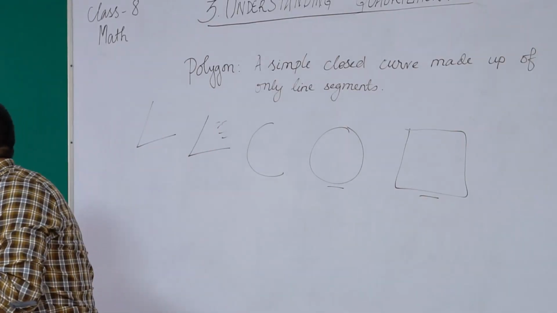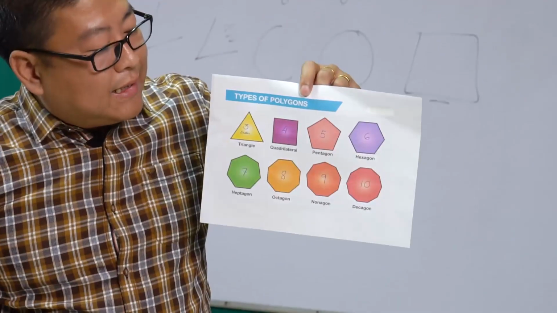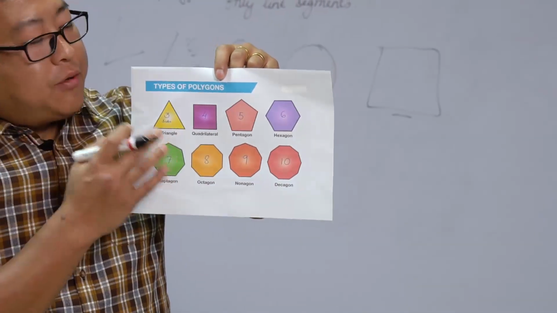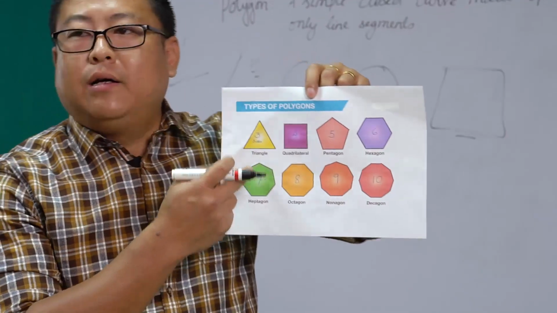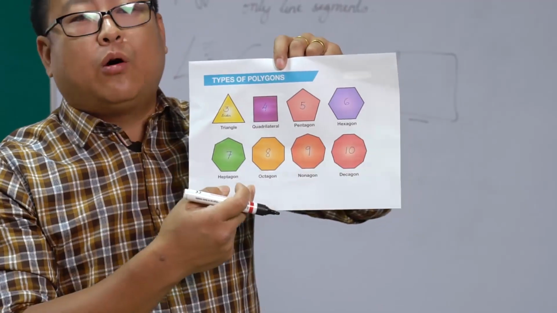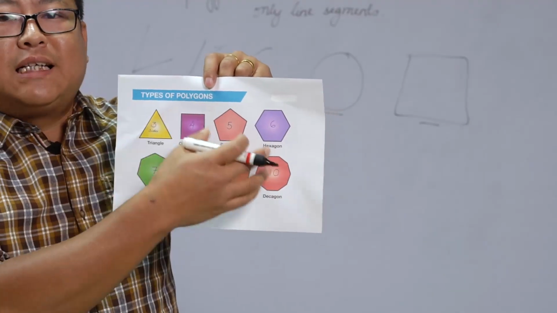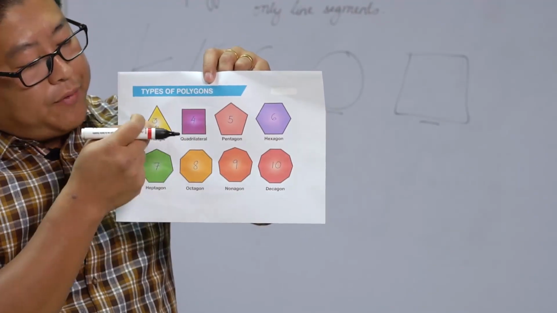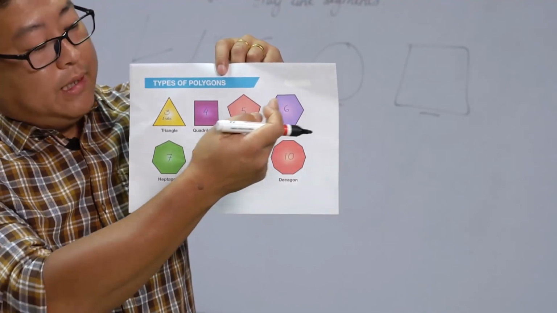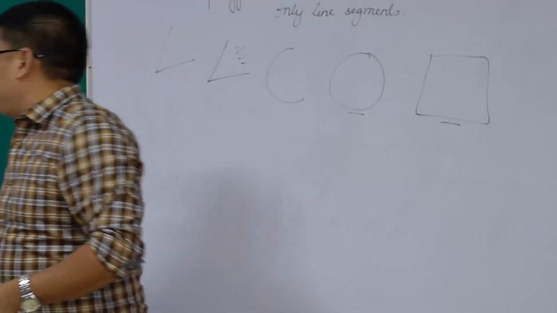Now, let me show you some examples of what polygons really are. If you look at this chart that I have with me here, there are some types of polygons that I have listed. You can see a triangle, a quadrilateral, a pentagon, a hexagon, a heptagon, an octagon, a nonagon, and a decagon. We have more. They are classified like this according to the number of sides. The first one is of 3 sides, the second one of 4 sides, the third one, 5 sides. So accordingly, they are named. In this chapter, we're going to deal mainly with quadrilaterals.